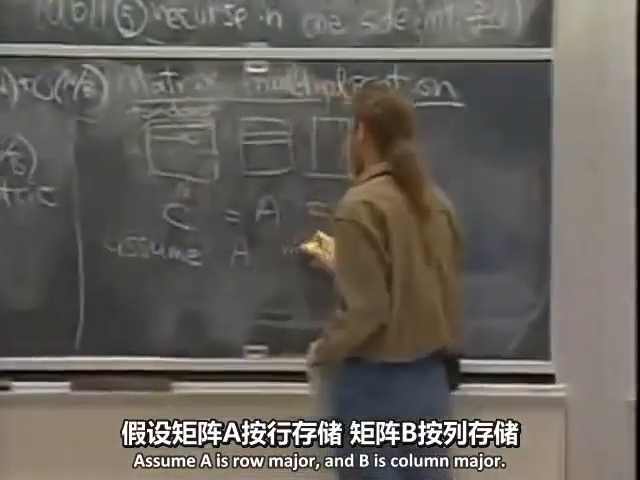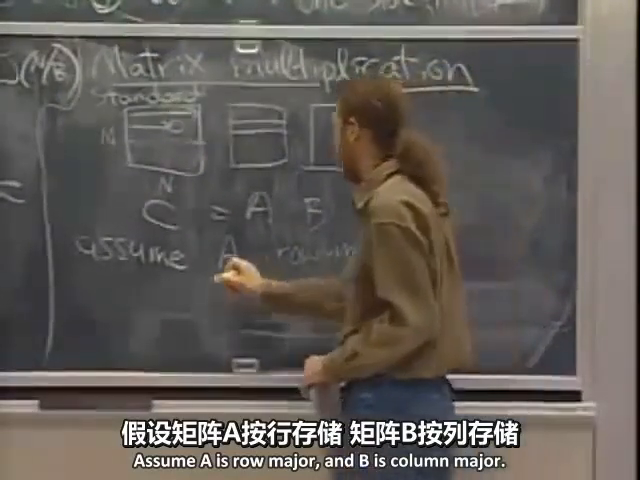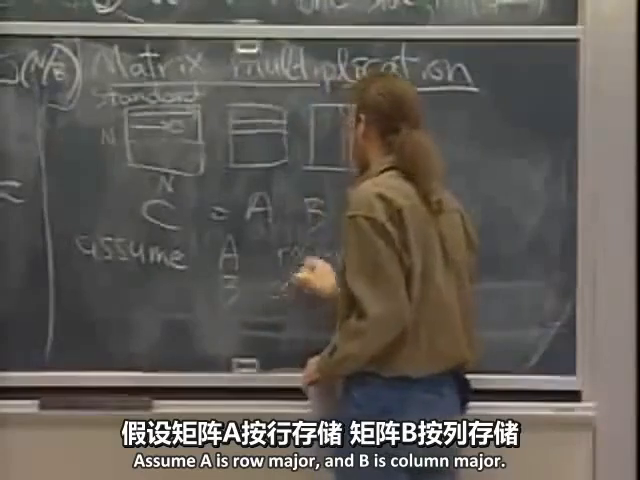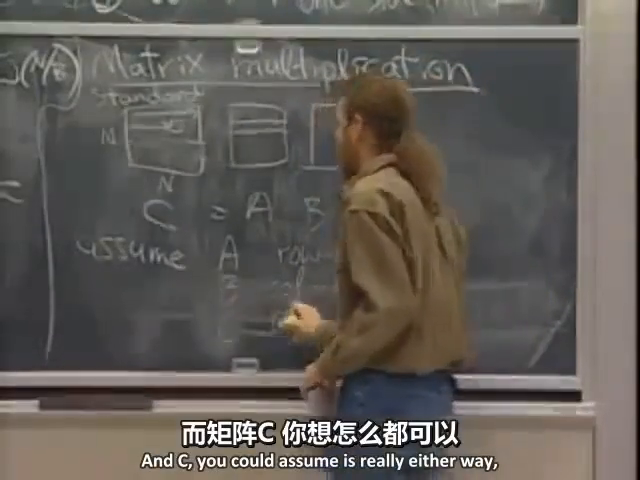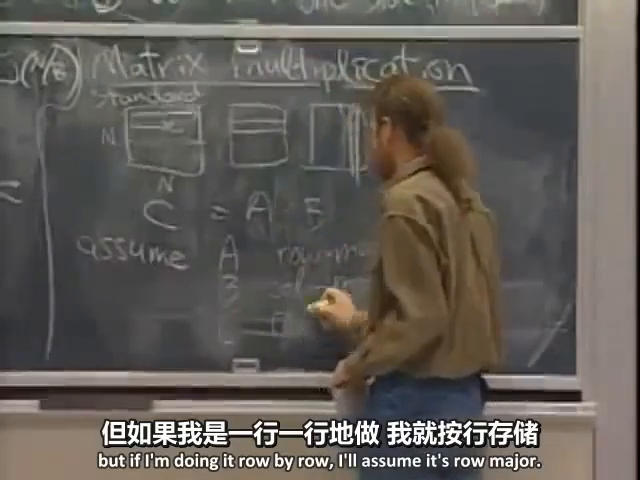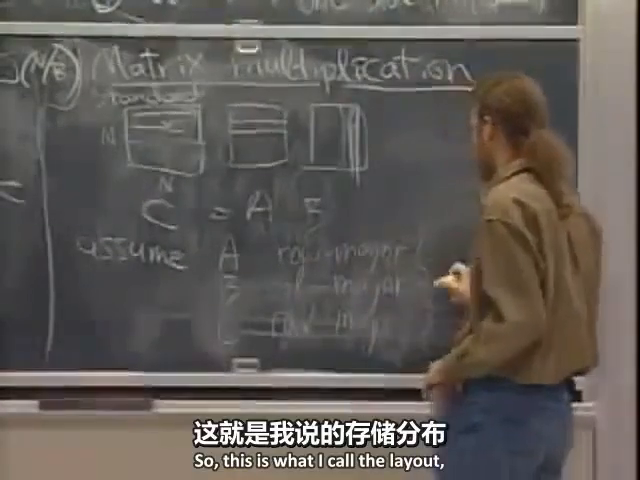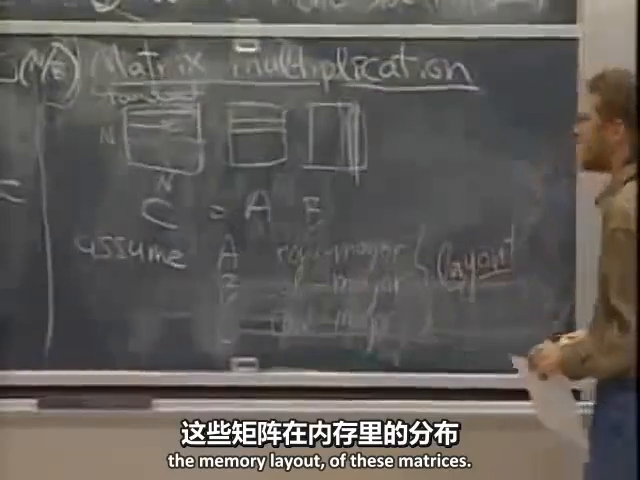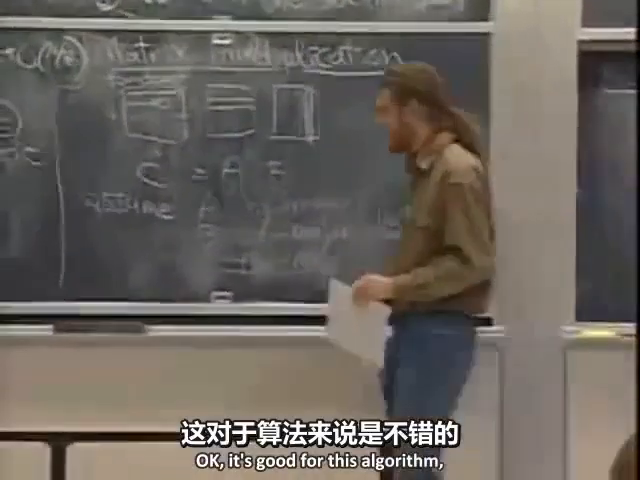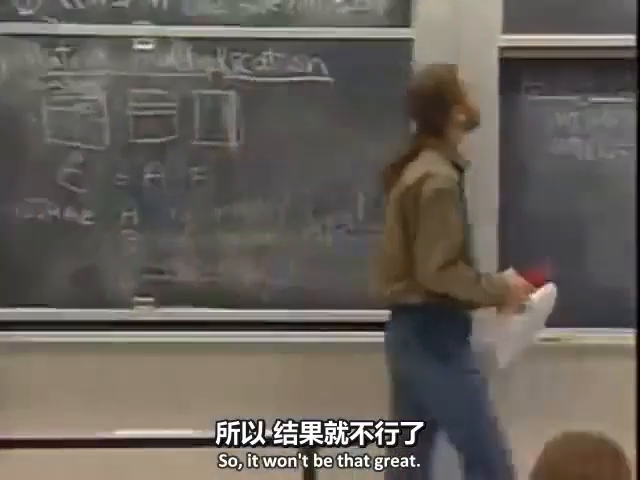Assume A is row major, and B is column major. And C, you could assume, is really either way. But if I'm doing it row by row, I'll assume it's row major. So this is what I call the layout, the memory layout of these matrices. Okay, it's good for this algorithm, but the algorithm is not good. So it won't be that great.